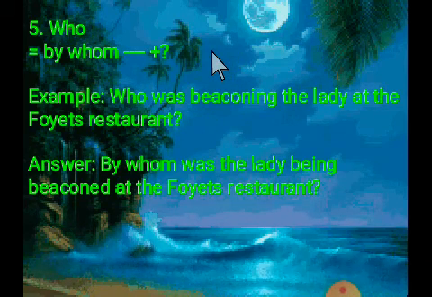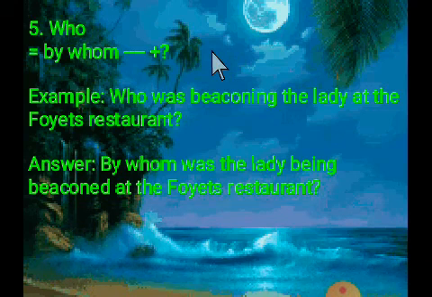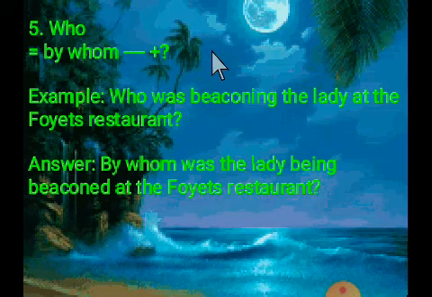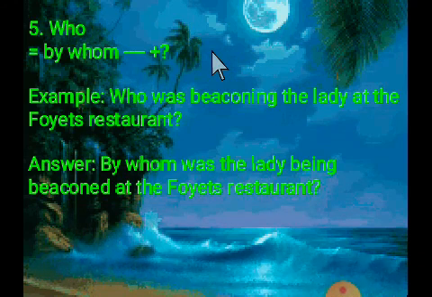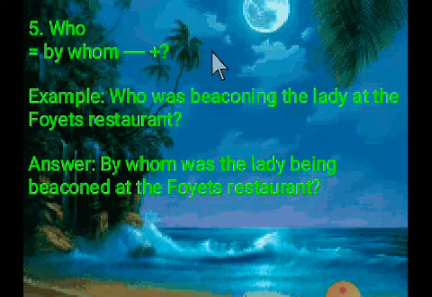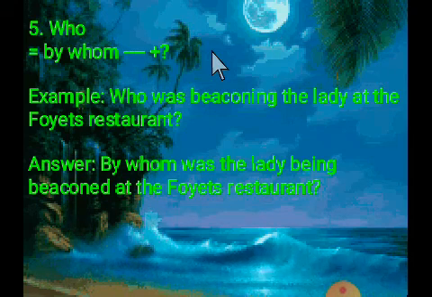Who = by whom + question mark. It means if we see any interrogative sentence with who, we have to turn it passive with by whom. Example: Who was beckoning the lady at the first restaurant? Answer: By whom was the lady being beckoned at the first restaurant?